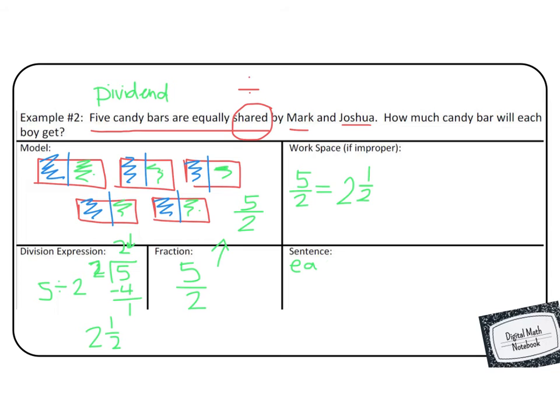Each boy will get 2 and 1/2 candy bars. Pause to fill in the boxes in your digital math notebook.